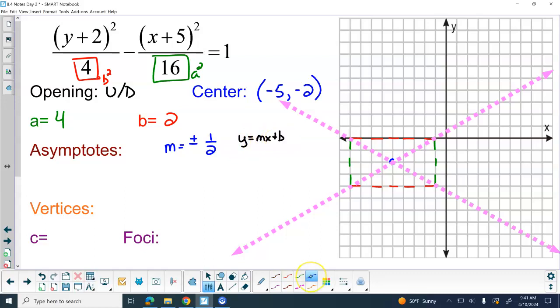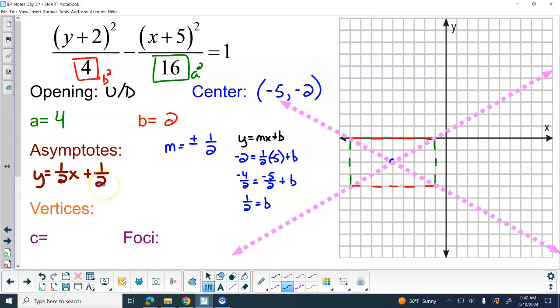With the center, -2 is going to equal positive 1/2 times -5 plus b. So that's going to be -4 over 2 is going to equal -5 over 2 plus b. So then that's going to give me positive 1/2 as b. So that would be y equals 1/2 x plus 1/2.